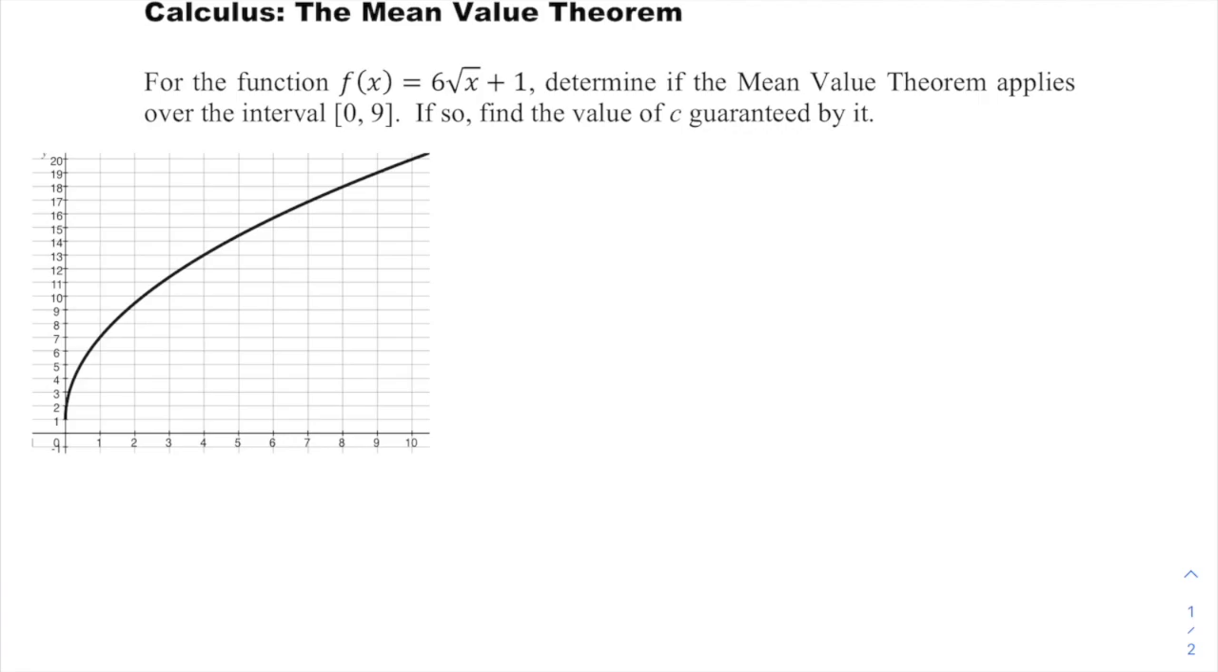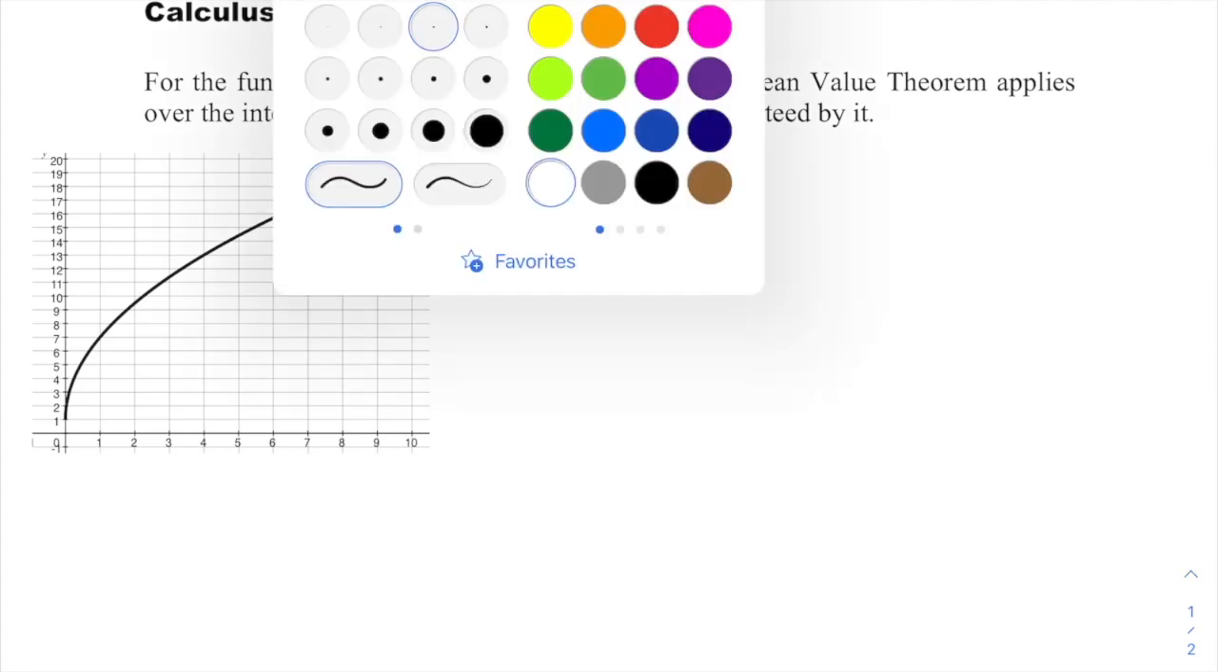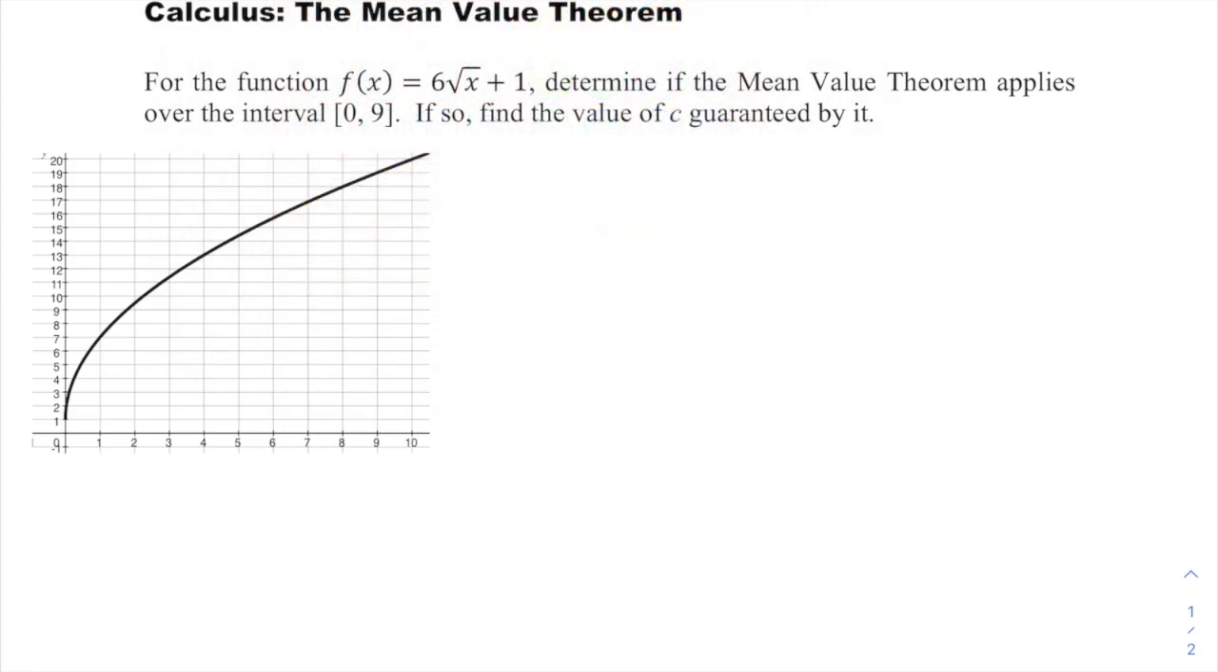So now we're going to do a problem from start to finish for the function f of x equals 6 root x plus 1. Determine if the mean value theorem even applies over the interval 0 to 9. And if so, find the value of c guaranteed by it. So there are a couple conditions which need to apply in order for the mean value theorem to apply. One, the function must be continuous over that closed interval.